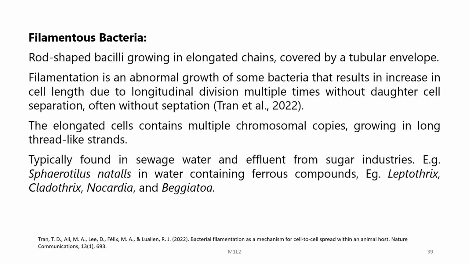Filamentation is an abnormal growth of some bacteria that results in an increase in cell length due to growth multiple times without daughter cell separation, often without septation. The elongated cells contain multiple chromosomal copies growing in long thread-like strands. These are typically found in sewage water and effluent from sugar industries, and some of the examples are Sphaerotilus natans in water containing ferrous compounds, and then Leptothrix, Cladothrix, Nocardia and Beggiatoa.